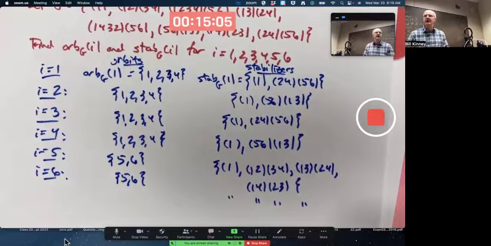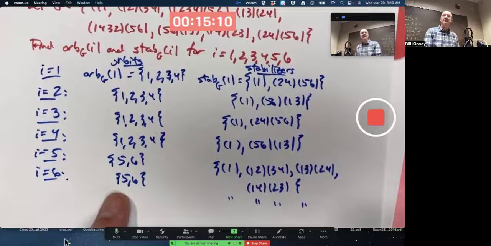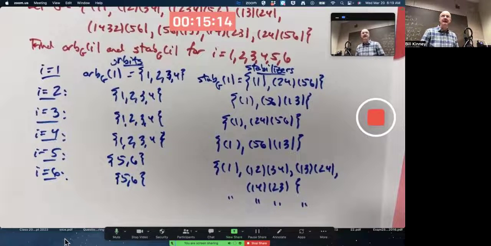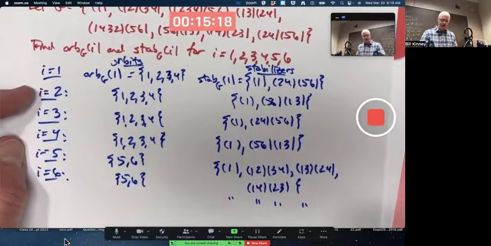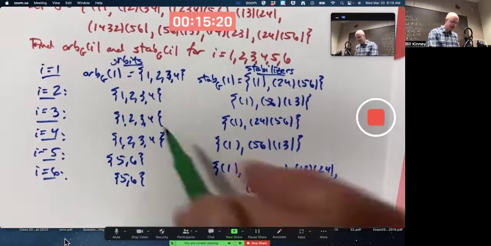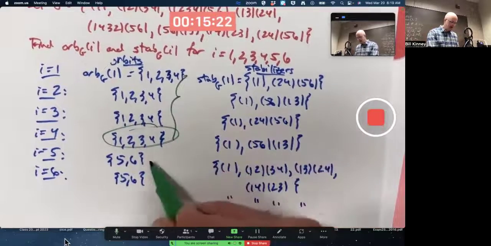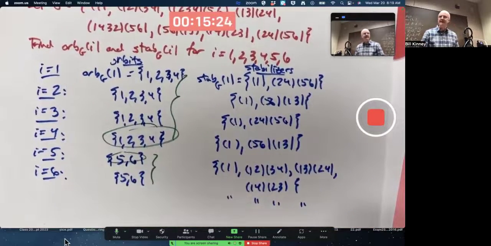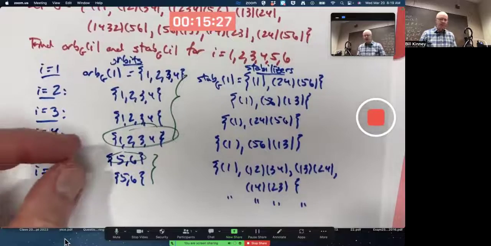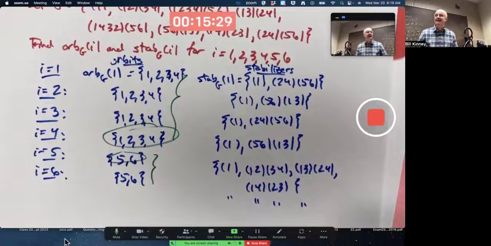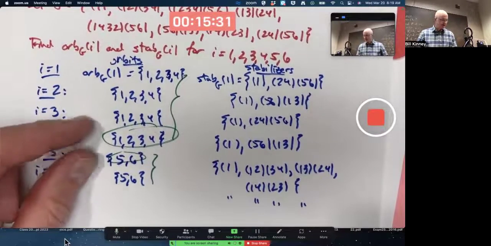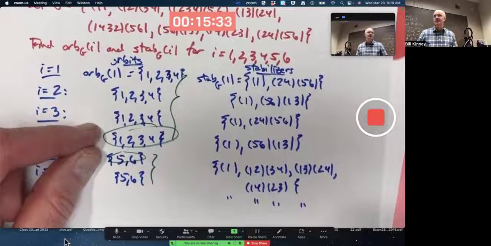Stabilizers are subgroups of G, the group of permutations. Orbits are subsets of S. Something interesting to note here, and this is something I'll emphasize maybe on Friday, is these distinct orbits. These are all the same, and these are all the same. These distinct sets that make up different orbits partition S itself. Notice their intersection is empty, and their union is all of S. That's something that generalizes.